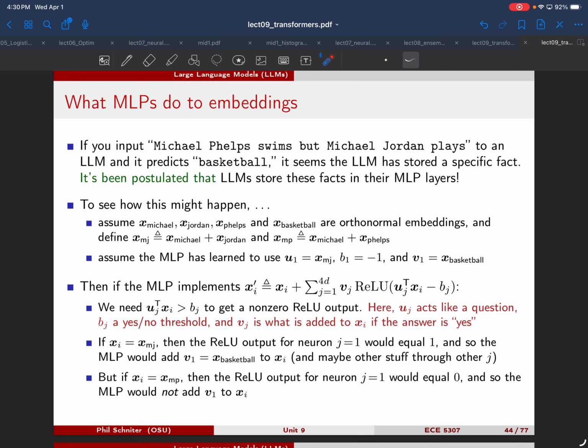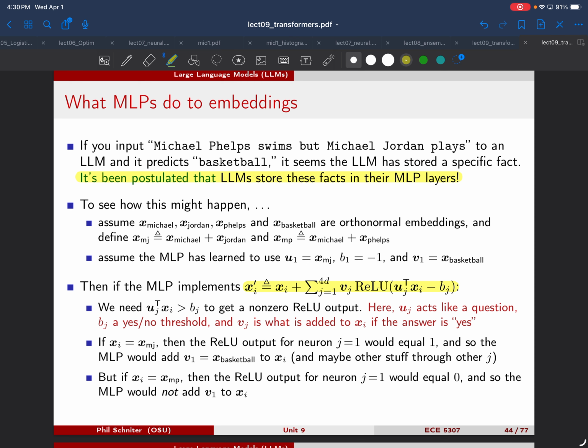So how did the LLM actually learn this fact? Where did it store the fact? It seems people think that the MLPs are where these facts are stored. And you can actually see how this can happen if you construct a contrived example and look at what happens in the MLP, which is actually a very simple equation since it's just a 2-layer MLP.